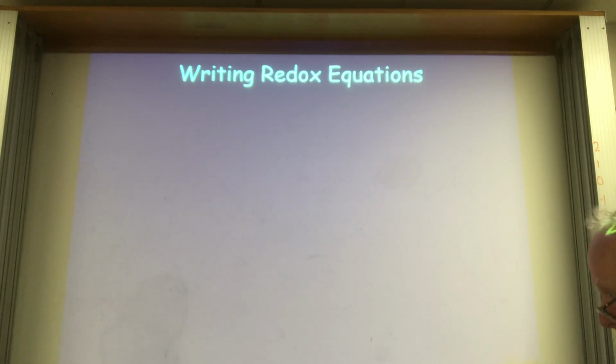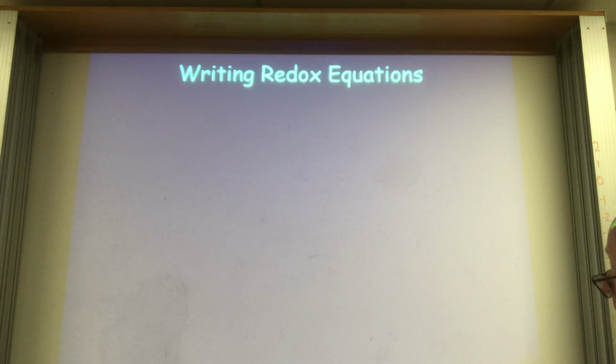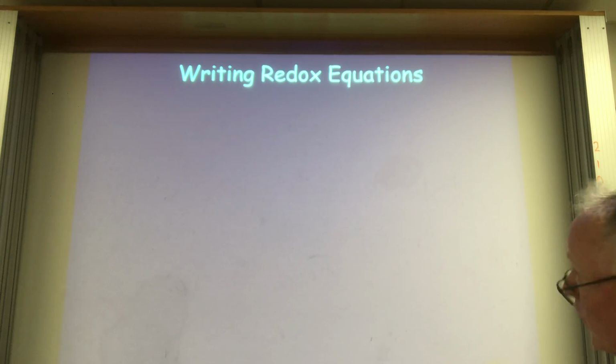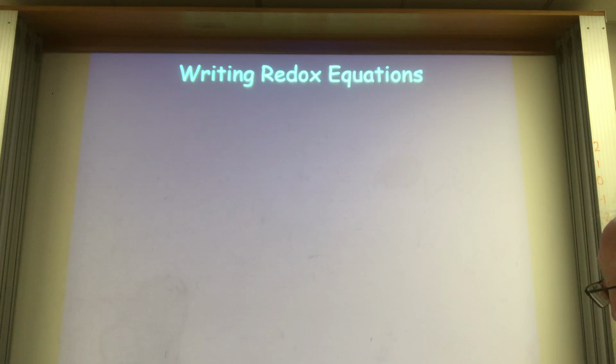Writing redox equations. Now this is why we bother with oxidation numbers, so that we can go on and write equations. Because following a few not too difficult rules, we can write equations for what looks like really complicated chemical processes. We just got to follow the same steps every time.